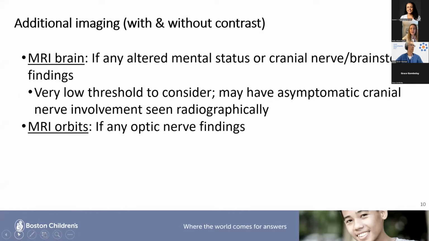Additional imaging, in almost all cases, we recommend an MRI of the brain, particularly important if there's any altered mental status or cranial nerve or brainstem findings. However, because you can have asymptomatic brainstem or cranial nerve involvement, if possible it's important to image the brain as well. And then if there are any signs on exam of possible optic nerve involvement, doing an MRI of the orbits as well.